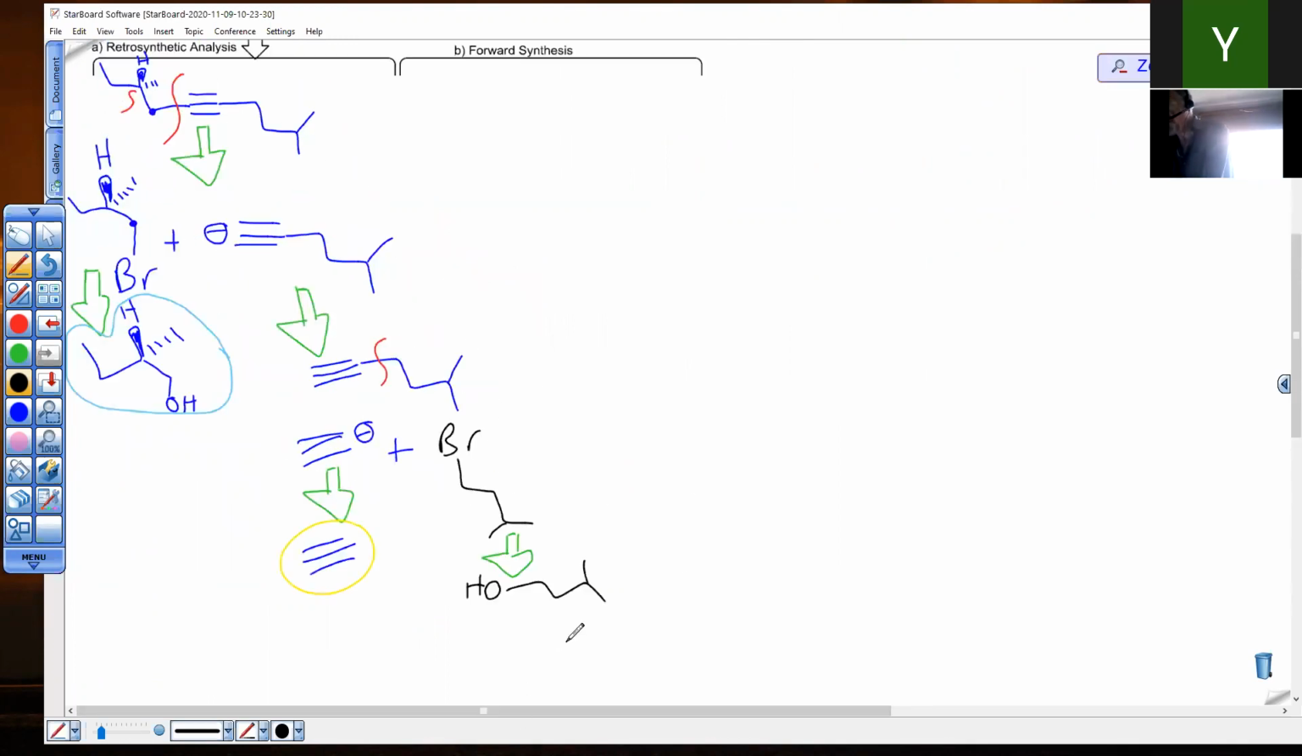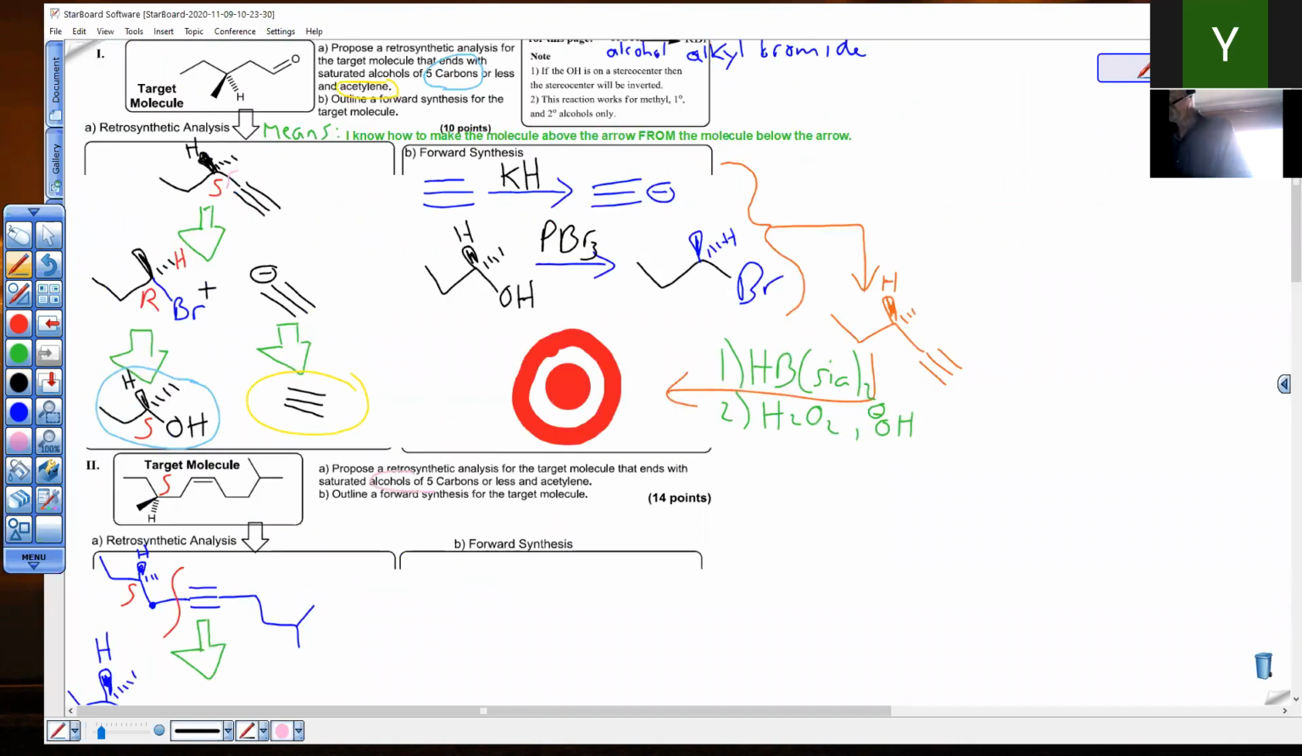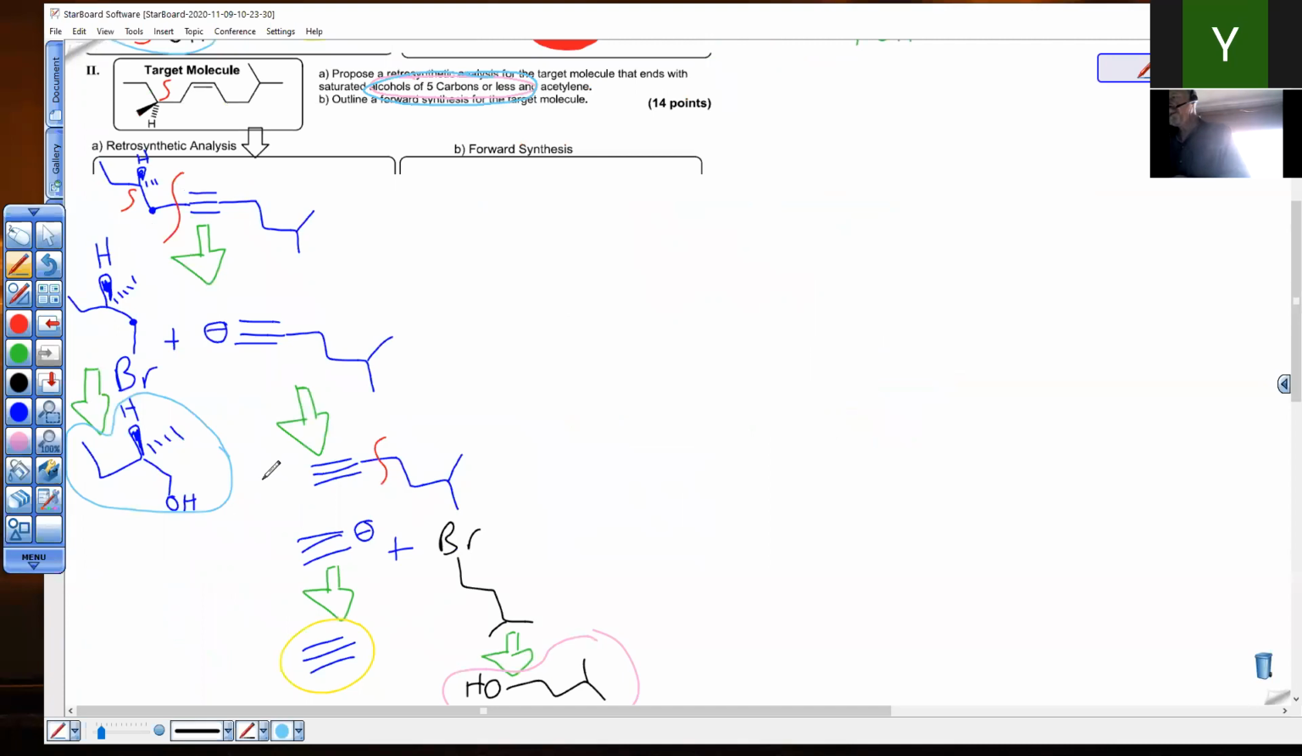Now let's put it together and do the whole synthesis. Why don't we worry about getting a target after we worry about these guys? I need a new color down here. That's an alcohol, 5 carbons or less. As was the other piece. The other piece down here. And let's start with these two down here. They're the last parts of my retro, which means they're the first parts of my forward synthesis.